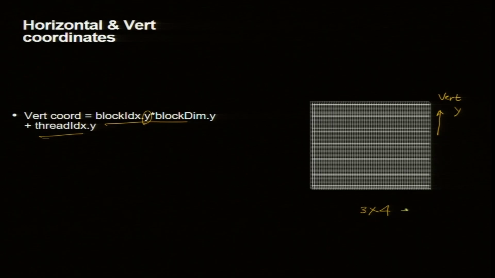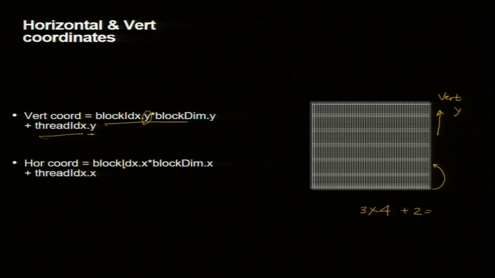So, that is 12 plus the thread ID along the y direction. Let us say it is 2. So, 0, 1, 2. So, along the y direction the coordinate will be 12 plus 2, which is 14. So, it is the 15th object in the y direction that we will be accessing in the 2D data along the y direction. Along x we have blockIdx.x, multiplied by blockDim.x, plus threadIdx.x.